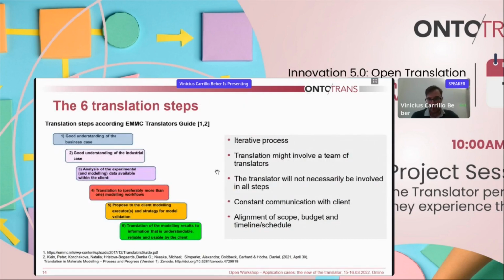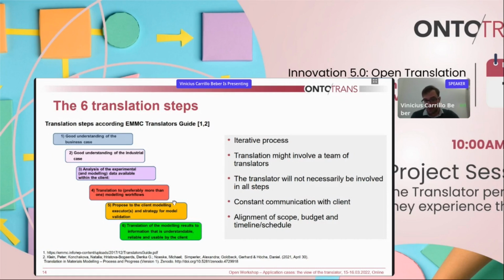So we talk a lot today about these 6 translation steps according to the MMC. I'll go through them with an example here. It is important to say that translation is an iterative process. Translation might involve a team of translators, like the example we are giving today. The translator will not necessarily be involved in all steps. Sometimes the translator will be involved in steps 1, 2, and 3, and then steps 5 and 6 will be done with another team, or within the client.